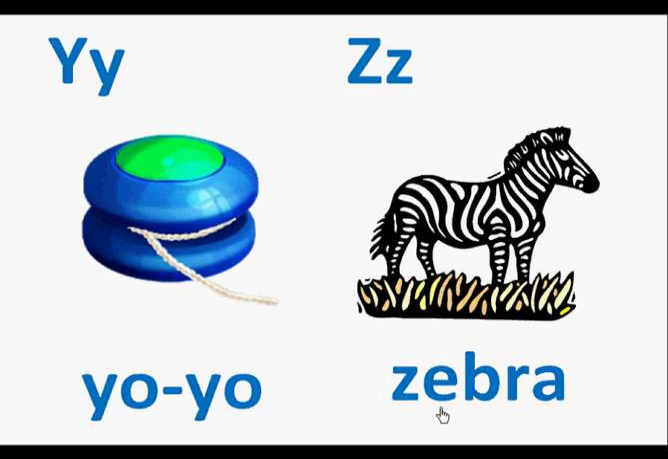Here's the word zebra. The letter Z makes the sound Z. So we're going to read this page. Z, zebra, Z.